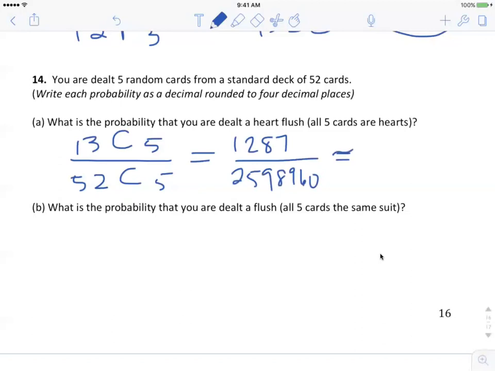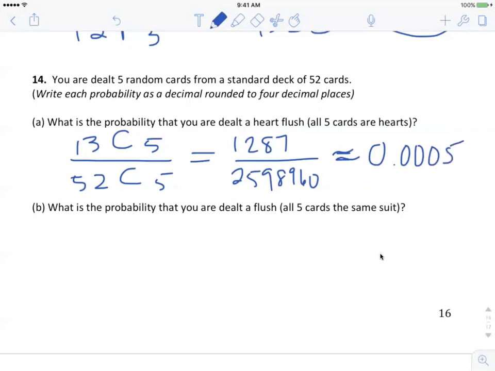And it says 4 decimal places on this one. So this one's about 0.0005.